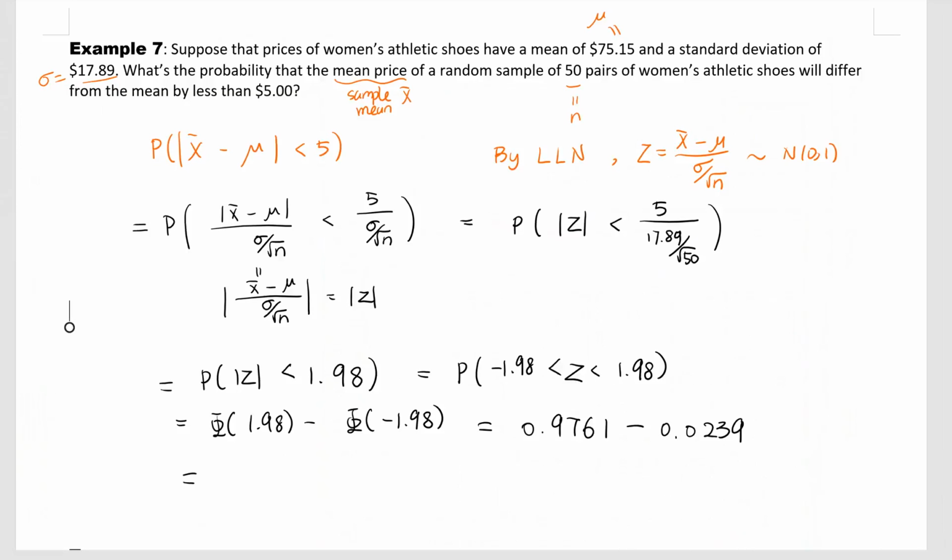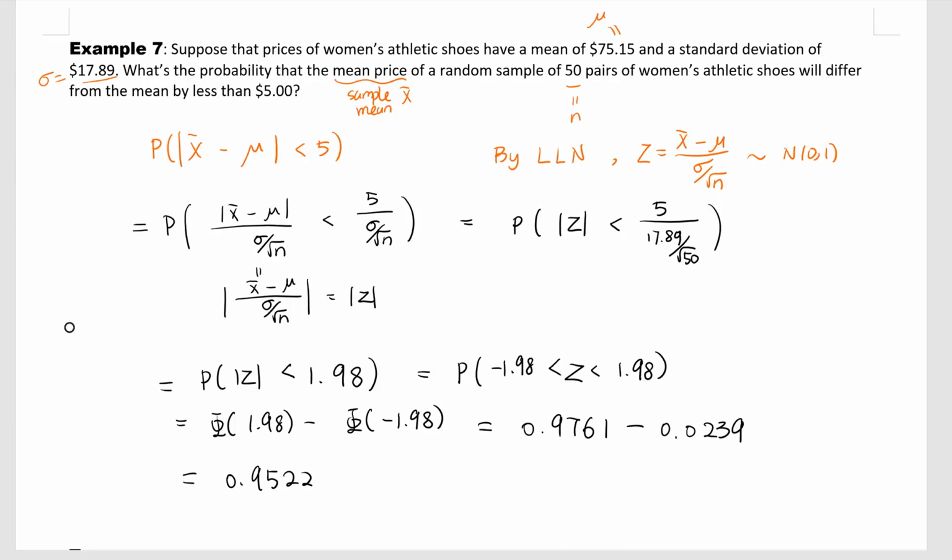Okay, so let's plot this in our calculator. 0.9761 minus 0.0239. So our answer is 0.9522. So far, so good. So that's the probability that the sample mean price differs from the mean by less than $5.